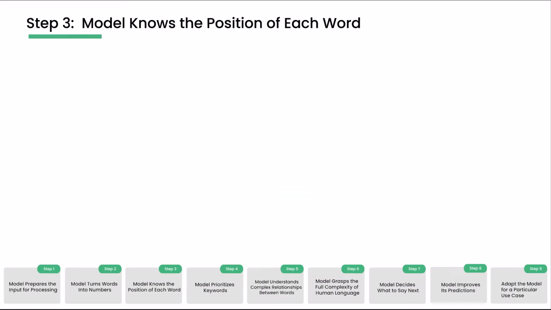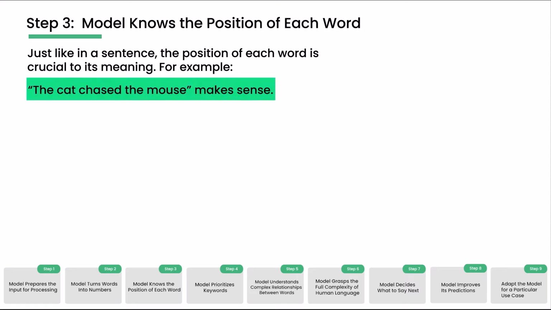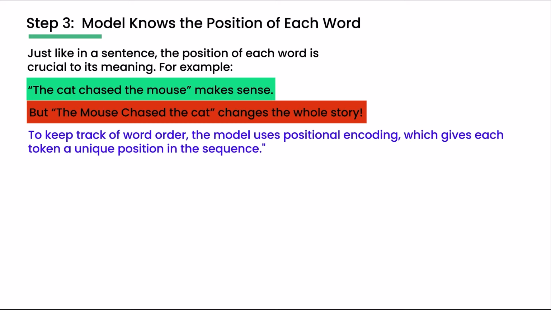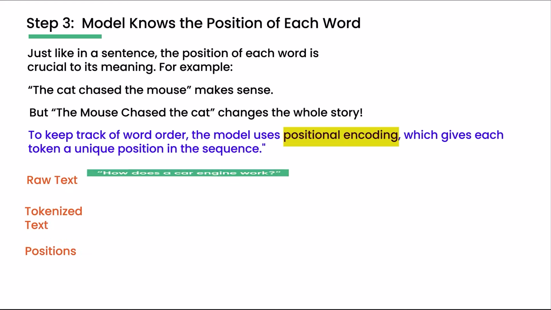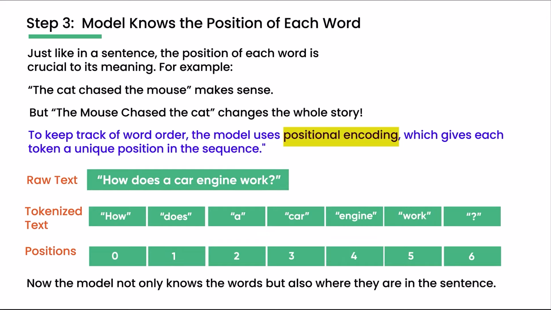Next, step 3, the model knows the position of each word. Just like in a sentence, the position of each word is crucial to its meaning. For example, "the cat chased the mouse" makes sense, but "the mouse chased the cat" changes the whole story. To keep track of word order, the model uses positional encoding, which gives each token a unique position in the sequence. Here's the token and its respective position. This is like numbering tabs in a binder. You know exactly where each piece of information belongs. Now the model not only knows the words, but also where they are in the sentence.